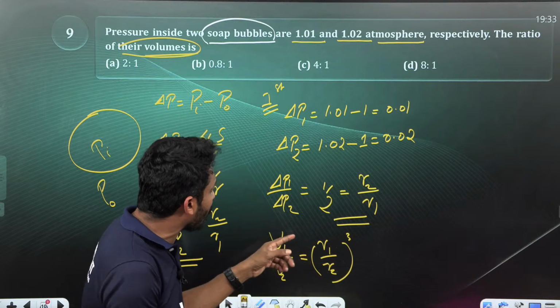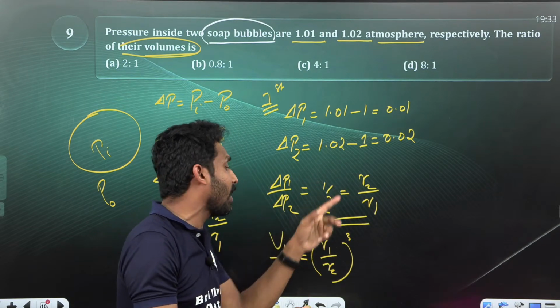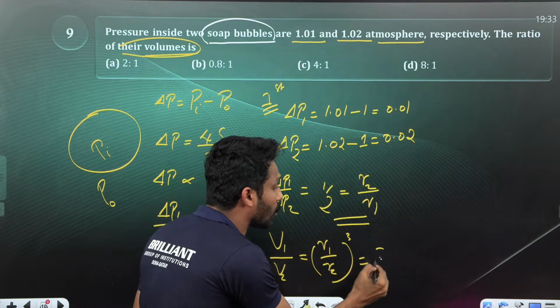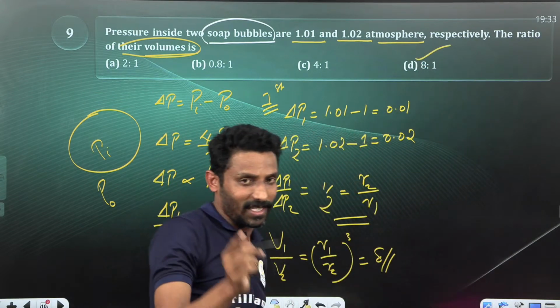Then what is R1 by R2? See, R2 by R1 is 1 by 2, so R1 by R2 is 2. 2 cube is 8. So the answer is 8. Simply done. Answer is 8:1. That's the answer of the question.